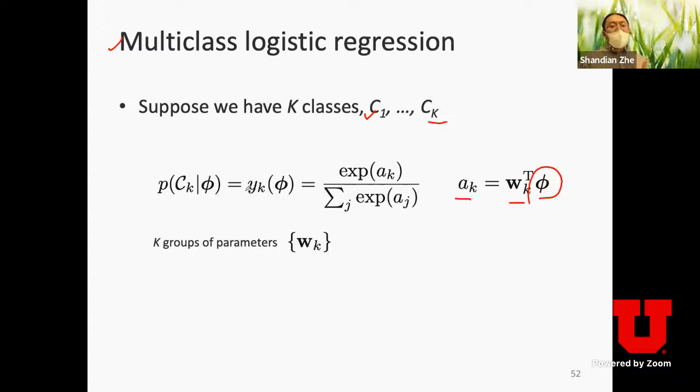And then we model the probability that this instance takes class K as the softmax function of those scores. So what is the softmax function? It just takes the exponential of each score and then normalizes. This is called softmax.